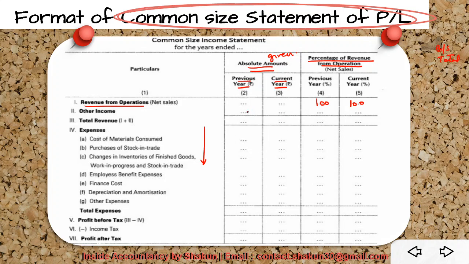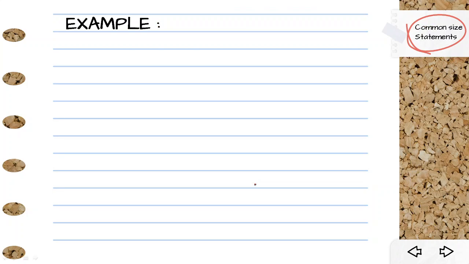For example, if the other income is given as, let's say, 20,000 and RFO is 2 lakh. Okay, so how will we calculate the percentage here? 20,000 upon 2 lakh into 100 will give us this percentage. Similarly, we'll do for all these items respectively. Now let's understand this also with the help of an example.